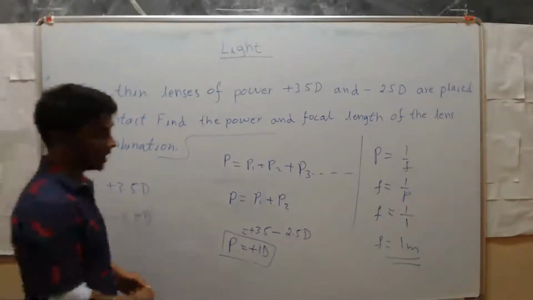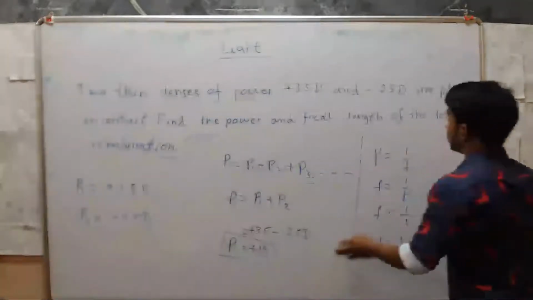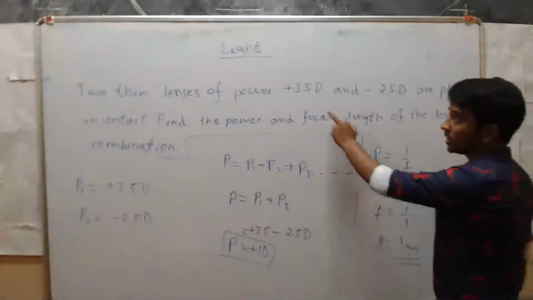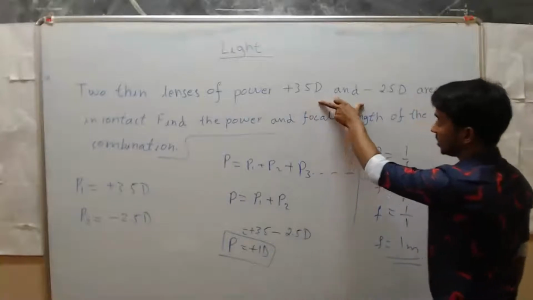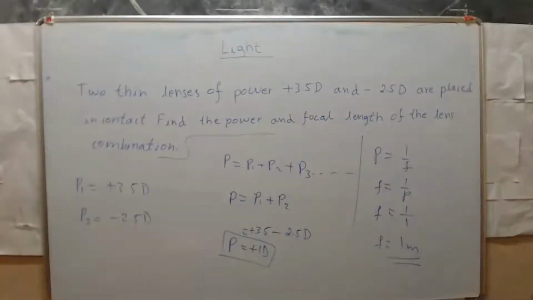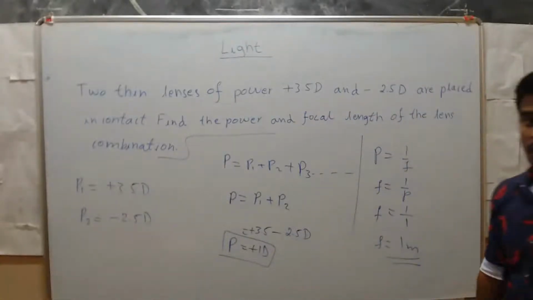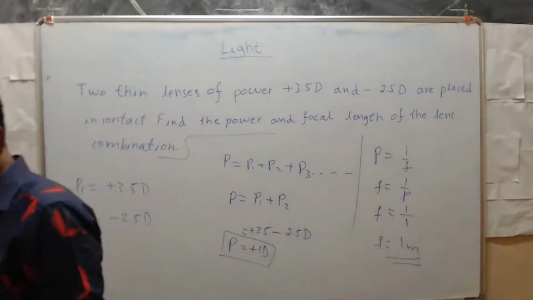See, this focal length is the combination of the lenses, not individual. Here they have used two lenses, but this focal length is the combination of lenses.